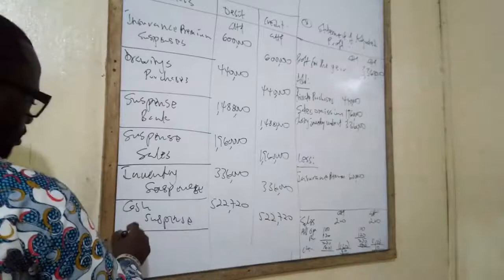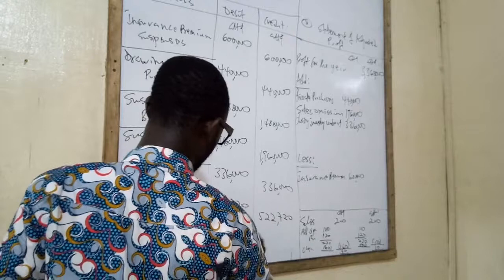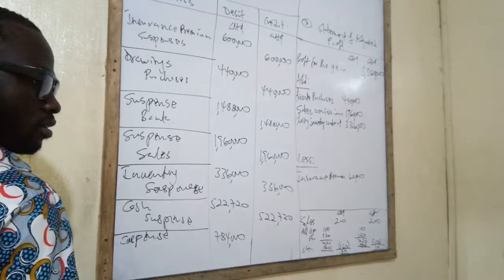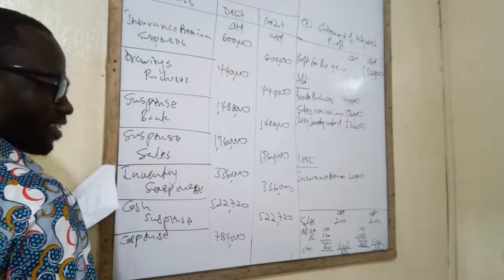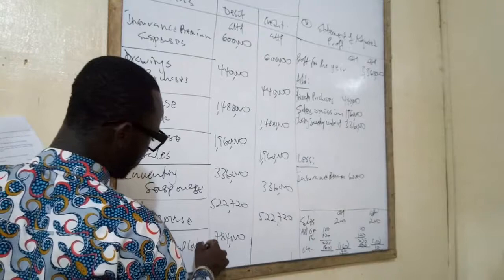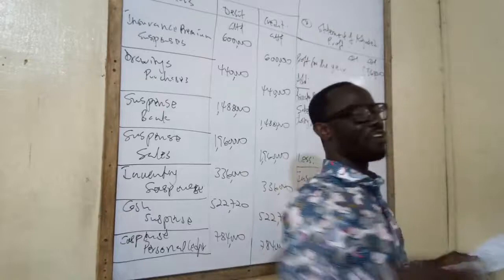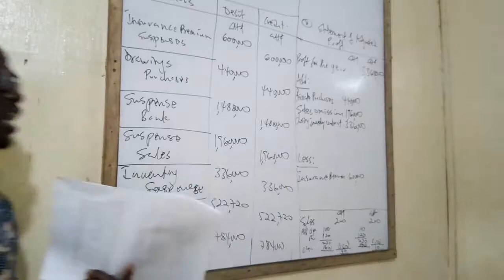Now, would that have an effect? How much is the figure? 784,000. Would it have any effect on our profit? No. Why? Because it has already been recorded. And the error relates to a personal account, which is a balance sheet item, not an income statement item.